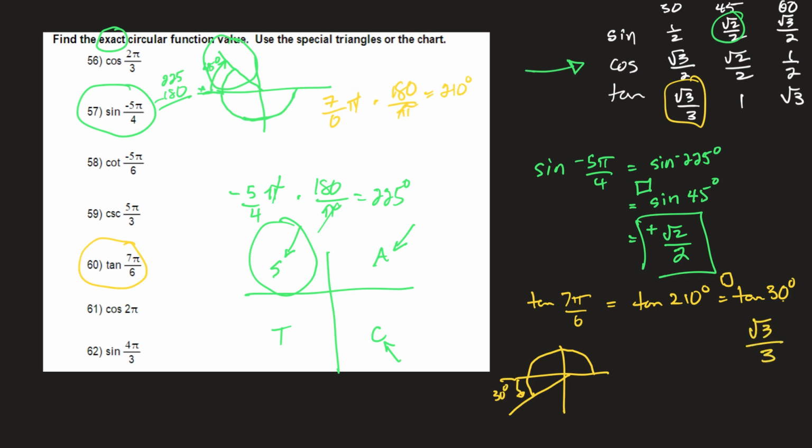All I have to do now is figure out what the sign of tan is in this quadrant right there. So I look on my CAST thing. Here's my quadrant over here. It says tan's positive in that quadrant, so my answer is positive.